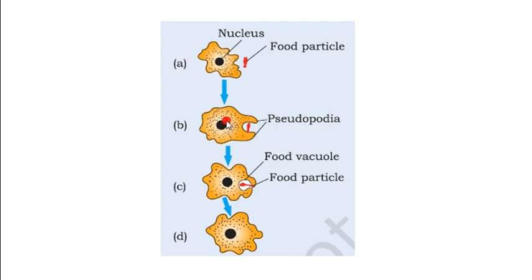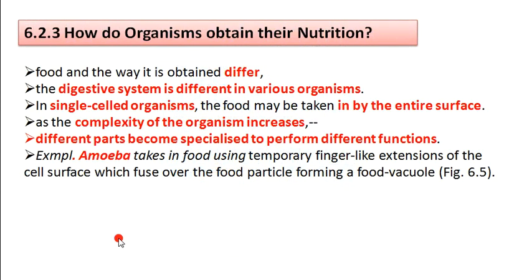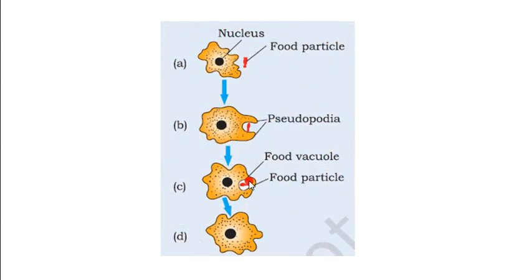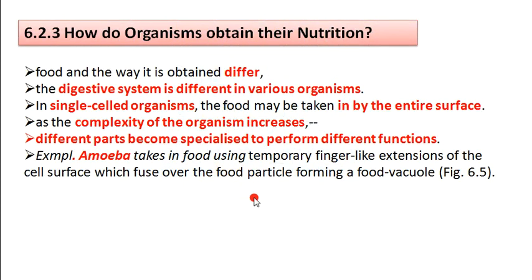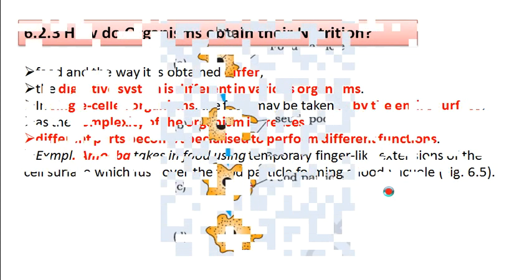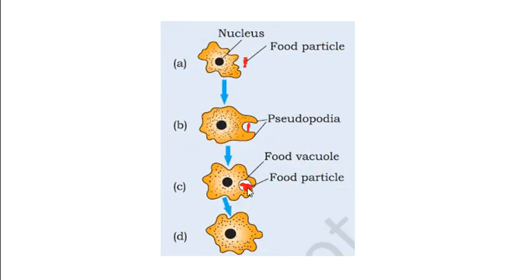We can see here this is the nucleus. Now this is the food particle. So this food particle will be obtained by the amoeba. How is it obtained? You can see the different steps here: first, second, third and fourth. So finally the food is ingested in the amoeba. The cell surface fuses over the food particle, forming a food vacuole. This is called the food vacuole.